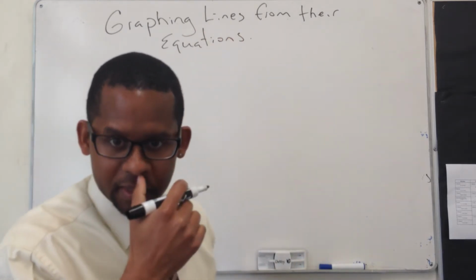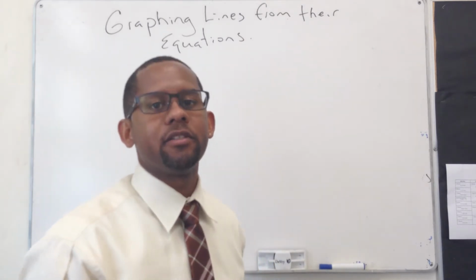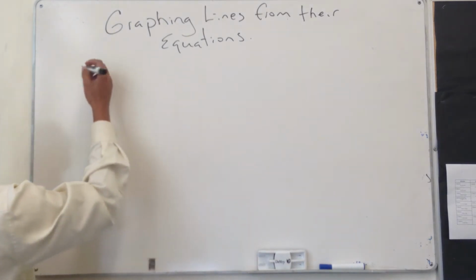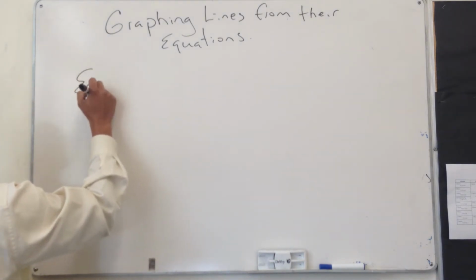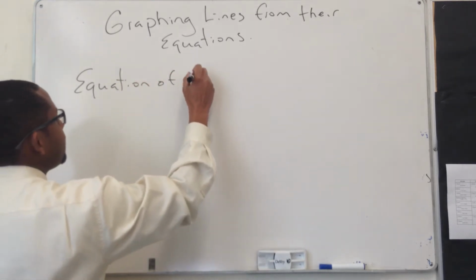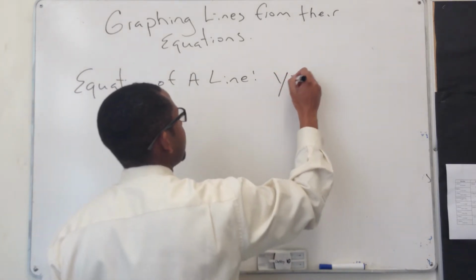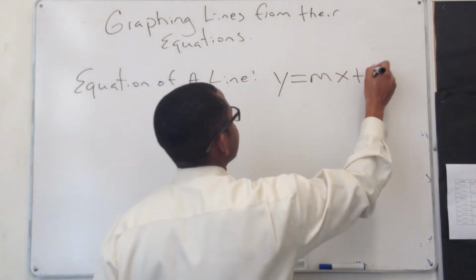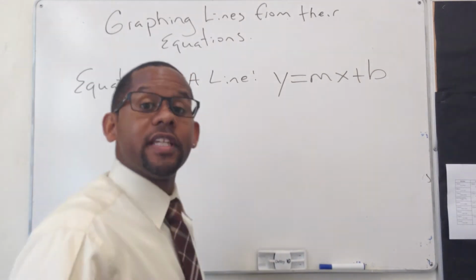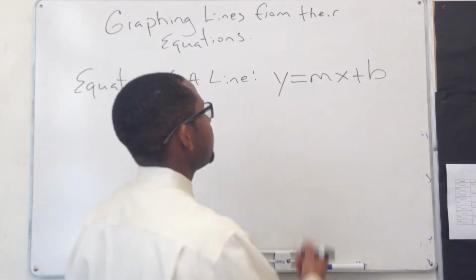Okay? This is a big piece, one of the hugest pieces of algebra, being able to properly graph a line. So to make sure that you know how to do this right. Okay, so the equation of a line goes in this form: y equals mx plus b. All right? You've seen this in many different ways for years now, but I want to make sure everybody remembers what these things stand for.